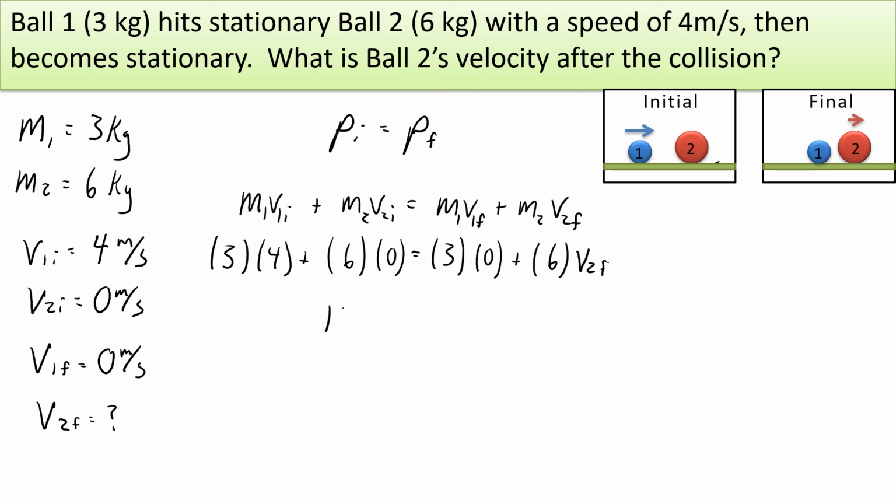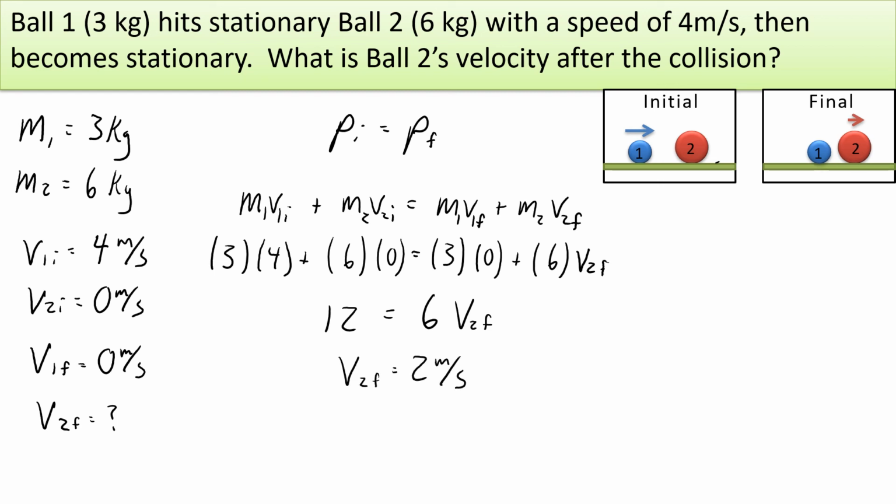So we have 12 plus 0. See how quickly it goes? That whole left side of the equation is 12. 12 kilogram meters per second. That's how much momentum we have to play with for the system. Then this goes to 0, 3 times 0, and you're left with 6 V2F. Wow, how simple is that? So it goes from crazy complicated looking to 2 meters per second because you do the division.